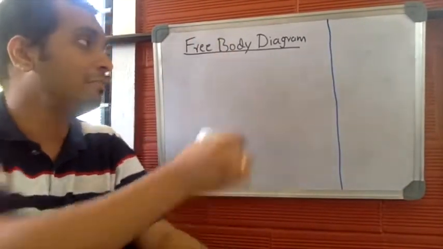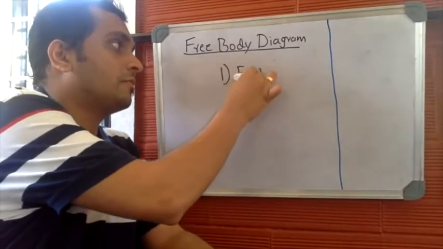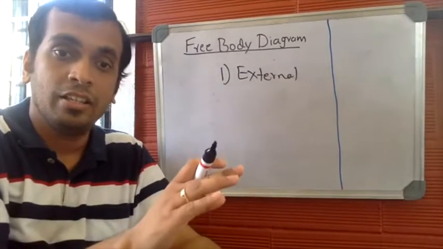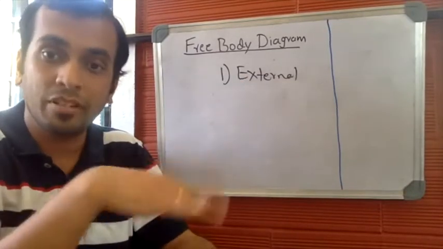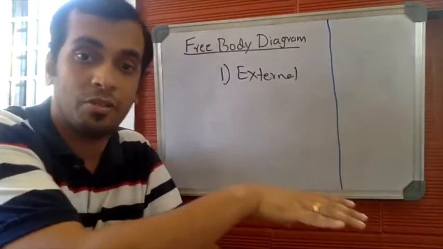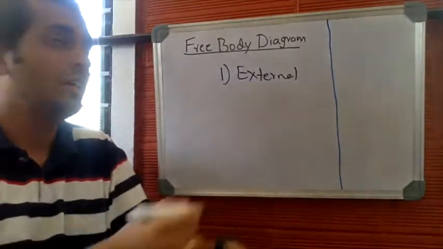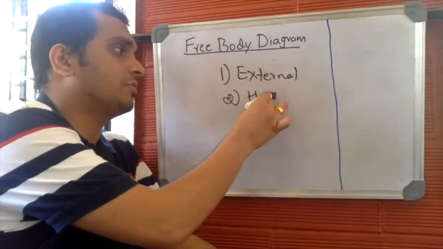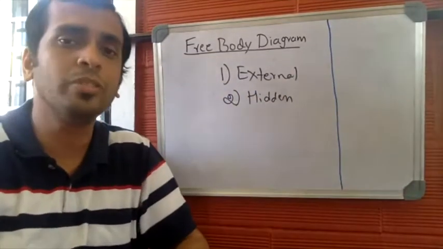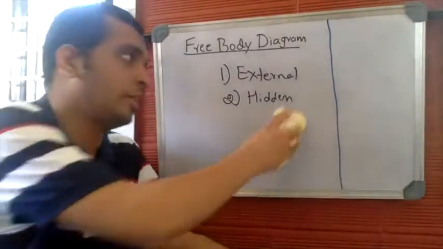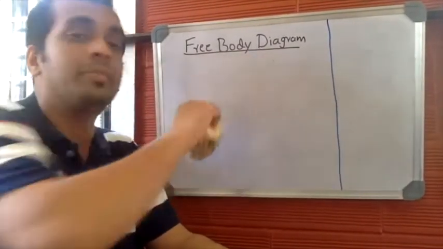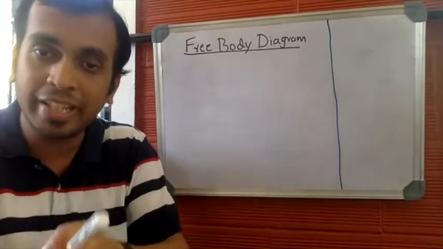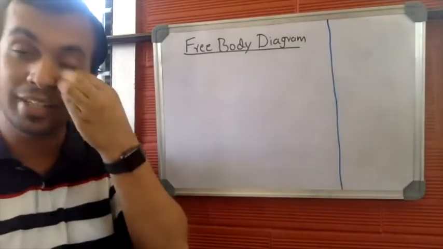The first type is external forces. There might be a number of forces acting externally on a body. And the second type is the hidden forces. You have two types of forces acting on a particular body, and in free body diagram we'll be determining both external as well as the hidden forces. We'll draw them separately and systematically so that they can be analyzed easily.